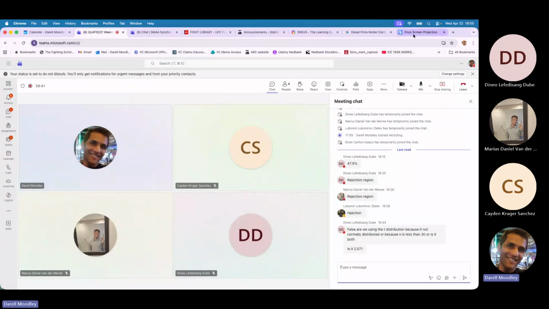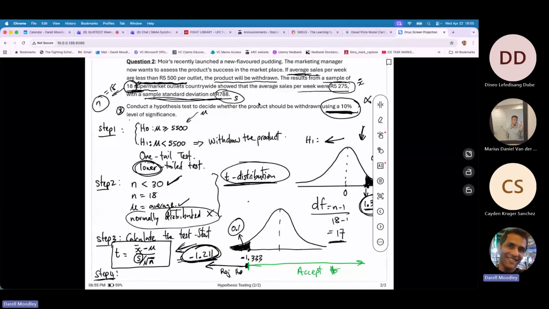Okay, I'll do it, but let me know if it doesn't make sense to you. So minus 1.2 is less negative than minus 1.3. It's still on the left of 0. It's still a negative value, but it's here. It's not more negative than minus 1.3. So it's here. So that means it falls in the acceptance region. So that means we accept H naught, or you do not reject H naught, same thing.